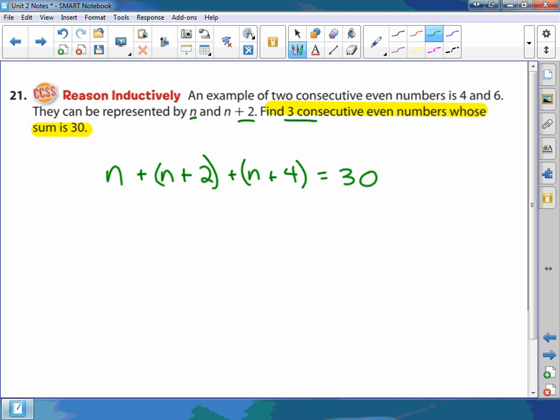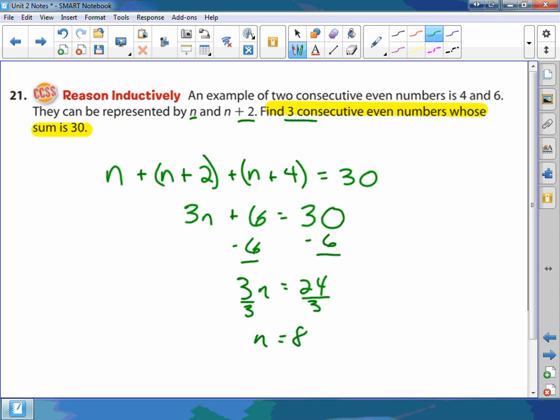We've done problems like this before, but if you just look strictly at the left-hand side, all we have here are like terms that we're going to try to combine. So we combine all of our n values, and this side is just going to clean up to be 3n plus 6 equals 30. And then algebraically, let's solve it. 3n equals 24, divide by 3, divide by 3, and n is equal to 8.